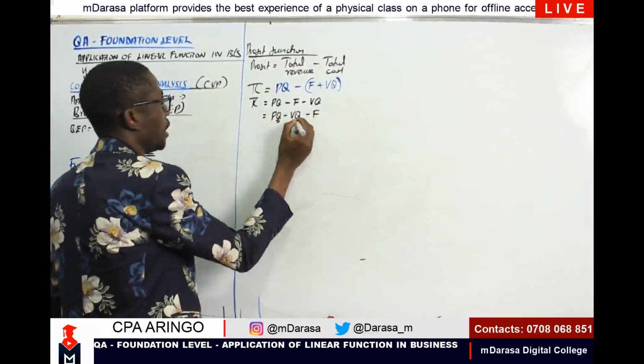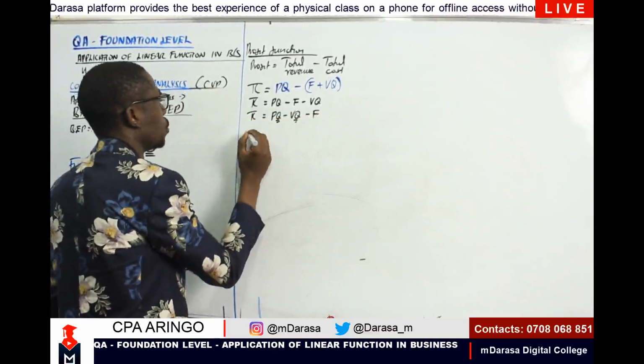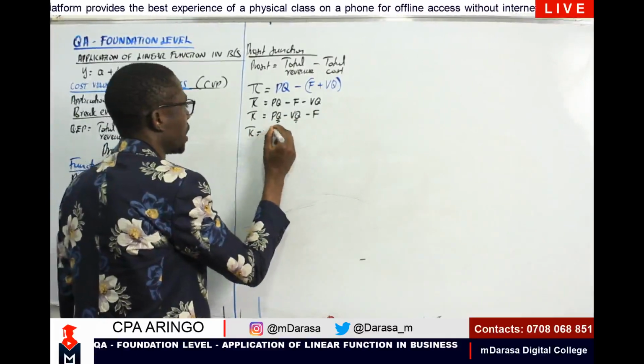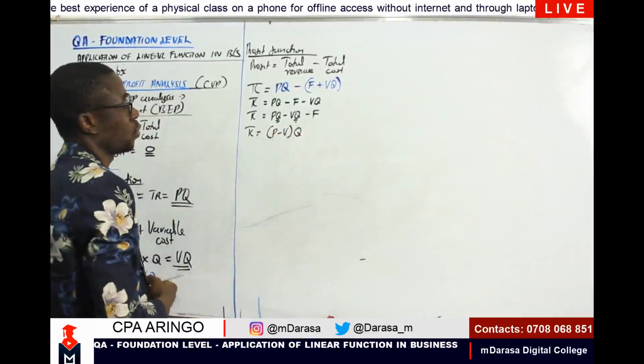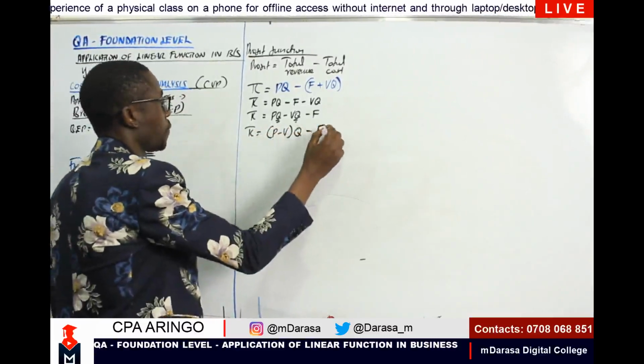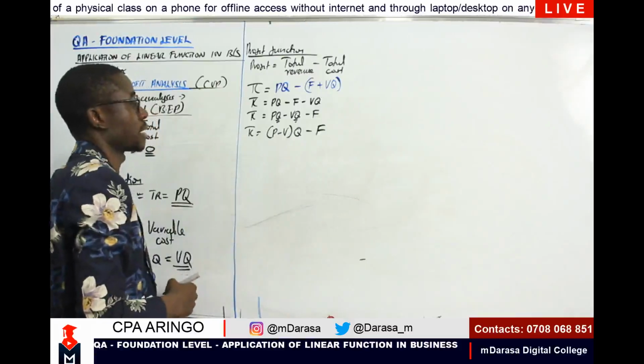Taking the common terms, we can say P minus V, times Q, minus F. So profit equals (P minus V) Q minus F.